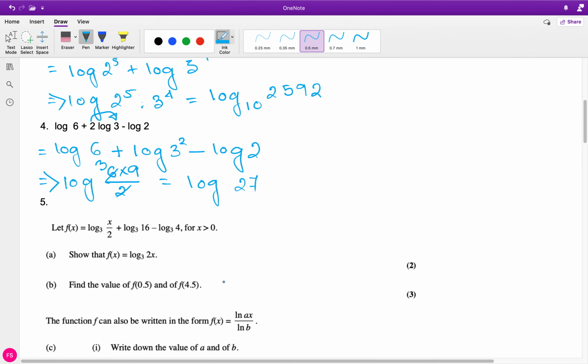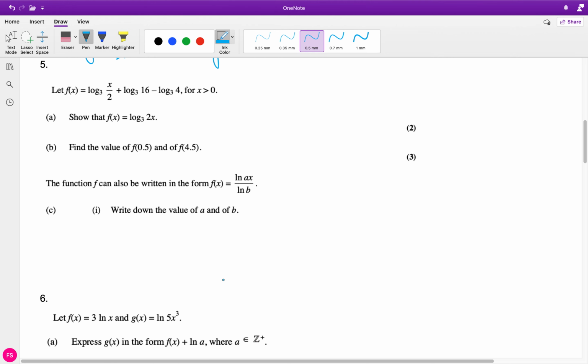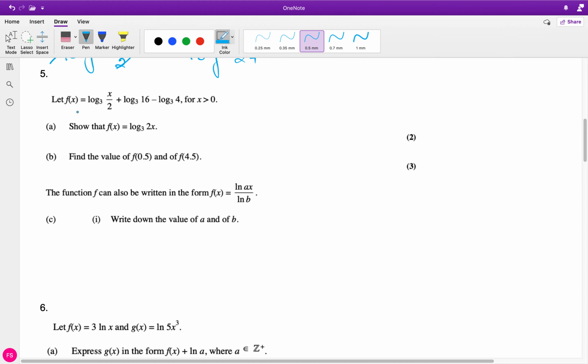Now let's move to questions that are a bit different. So we have this expression f of x equals log of x over 2 to a base of 3 plus log of 16 minus log of 4.